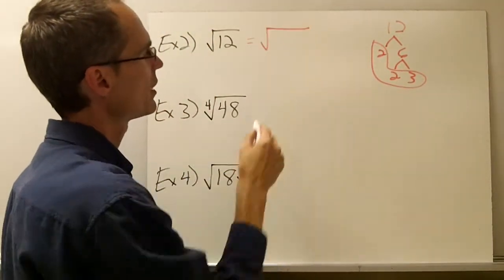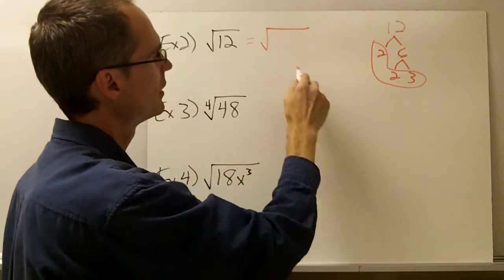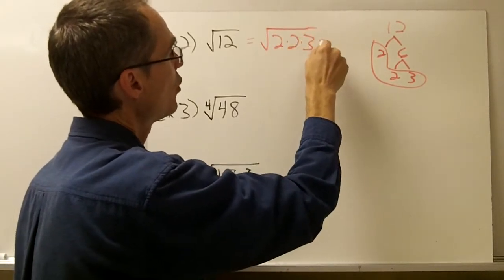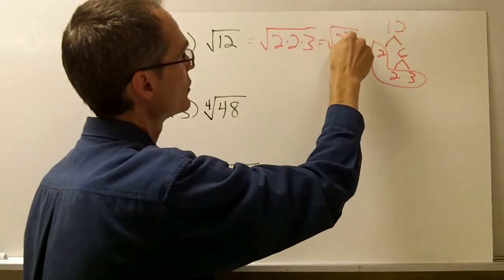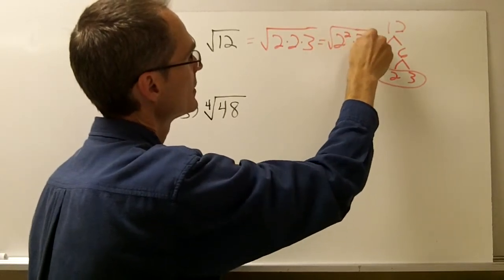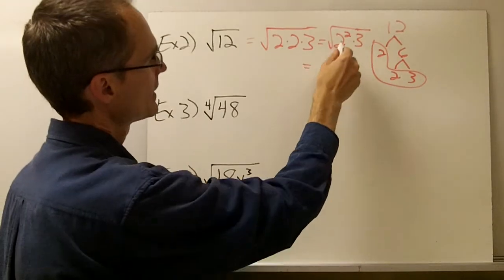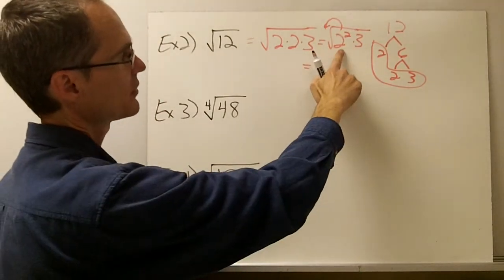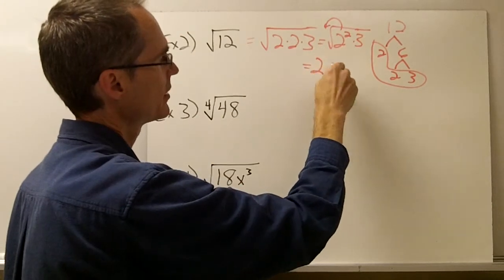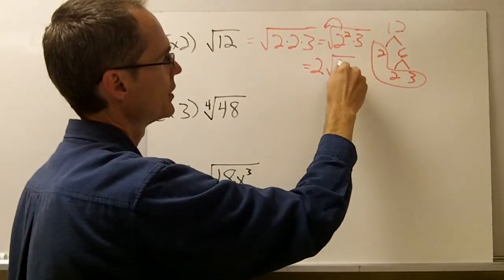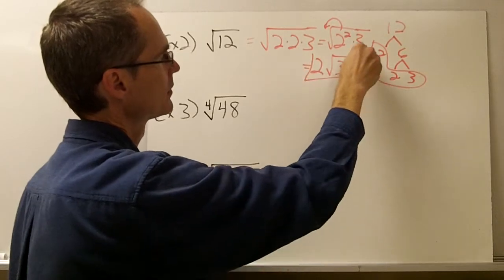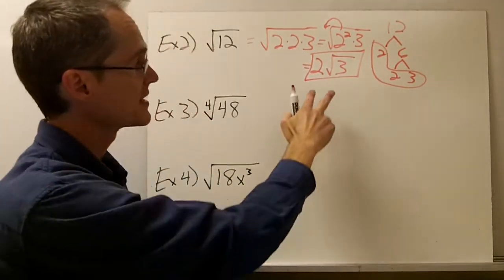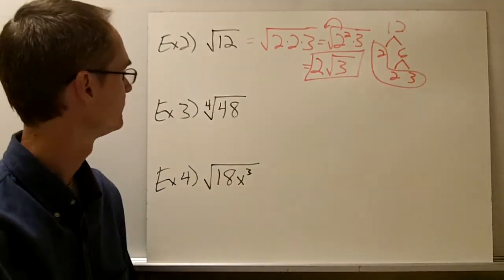So the square root of 12 is equal to the square root of 2 times 2 times 3, or I could say the square root of 2 squared times 3. I want to pull out my perfect square factors from underneath the radical, so that 2 comes out here, and underneath the radical I'm left with 3. And that's my simplest radical form of the square root of 12.